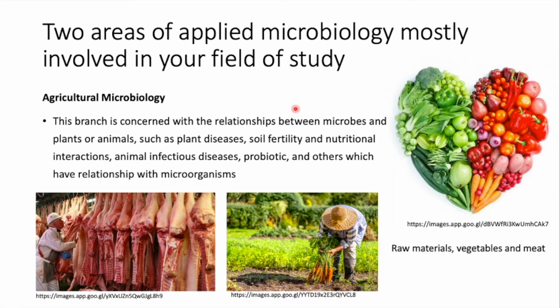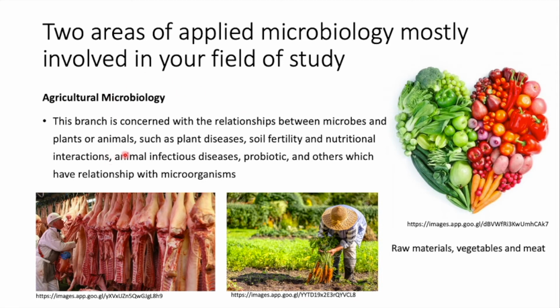The next one is soil fertility or nutritional interaction. This example shows you the importance of microorganisms. Some of them can produce plant nutrients. For example, they can fix nitrogen, and they can solubilize phosphate. So in this case, these microorganisms can promote plant growth.